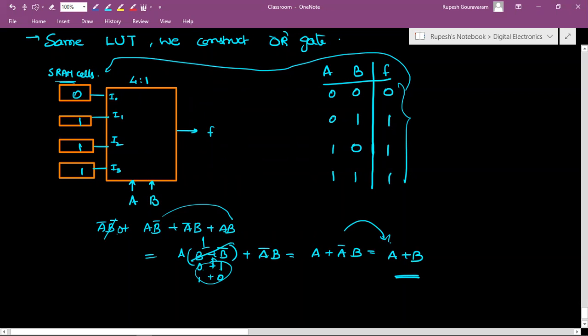So A plus A bar B is equal to A plus B. This is one of the theorems in Boolean algebra. So we finally got F as A plus B. Thus we realize the OR gate using the same LUT. In the previous cases, using only the multiplexer, we changed the inputs and changed the output, and thus found the AND gate and the OR gate. But now we are not changing anything. We are just changing the SRAM cell content, and we are realizing different logic gates using the inputs A and B.